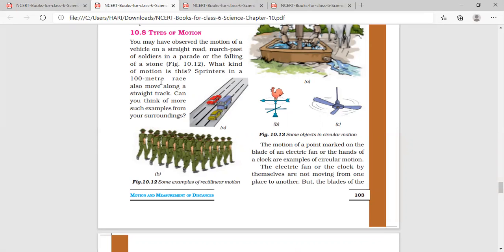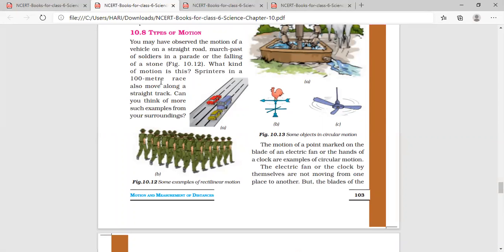This type of motion along a straight line is called rectilinear motion, or it is also called linear motion. What is rectilinear motion? The motion of an object along a straight line, along a straight path, is called rectilinear motion. Many examples are discussed here. The sprinters or the runners running along a track, the vehicles moving along a straight road, march past by the soldiers. These are all examples of rectilinear motion.